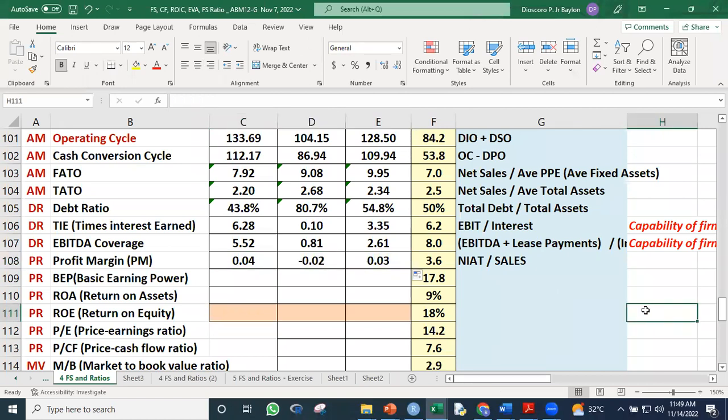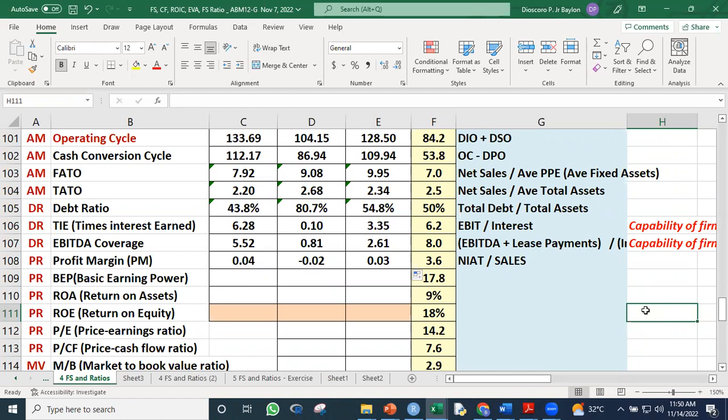Noong 2019, sa bawat piso ng sales, kumita yung company ng 3 centavos. Yun ang profit margin natin. 3 centavos ang kinita sa bawat piso ng sales. Or, so for every 100 pesos of sales, the company earned 3 pesos. In 2020, disastrous, kasi sa bawat 100 pesos na binenta natin, 2 pesos yung lugi. Lugi tayo ng 2 pesos sa bawat 100 pesos na binenta.